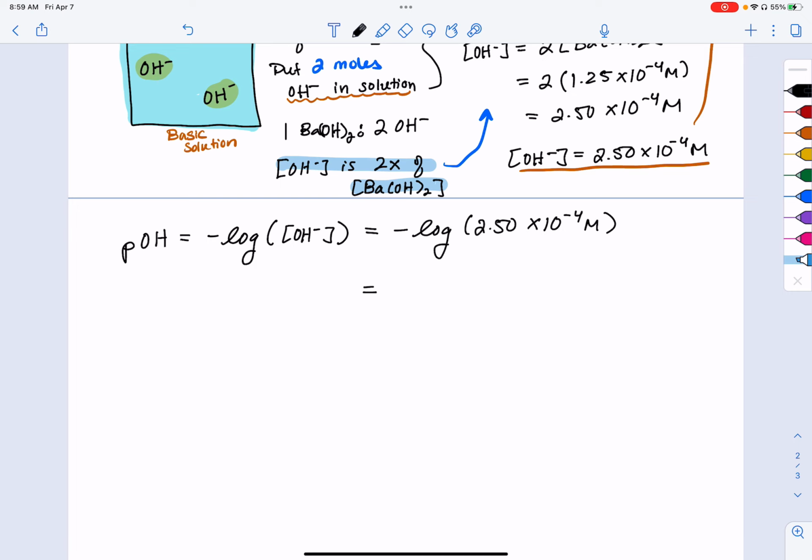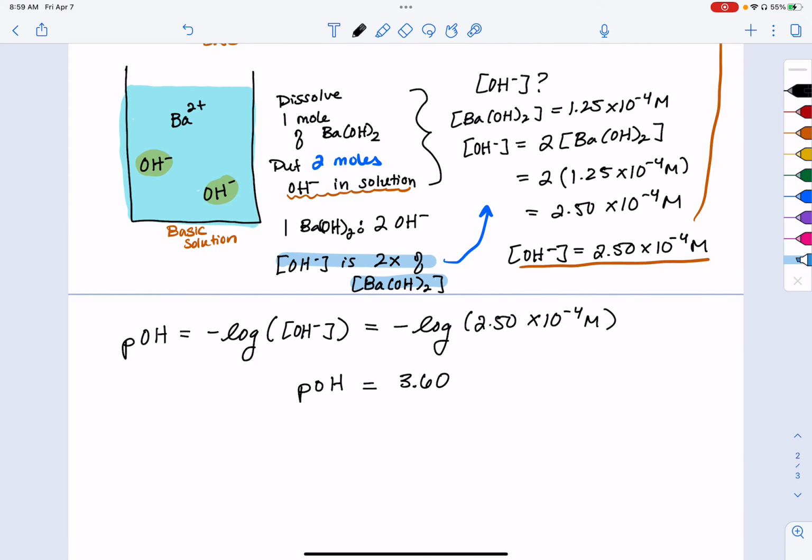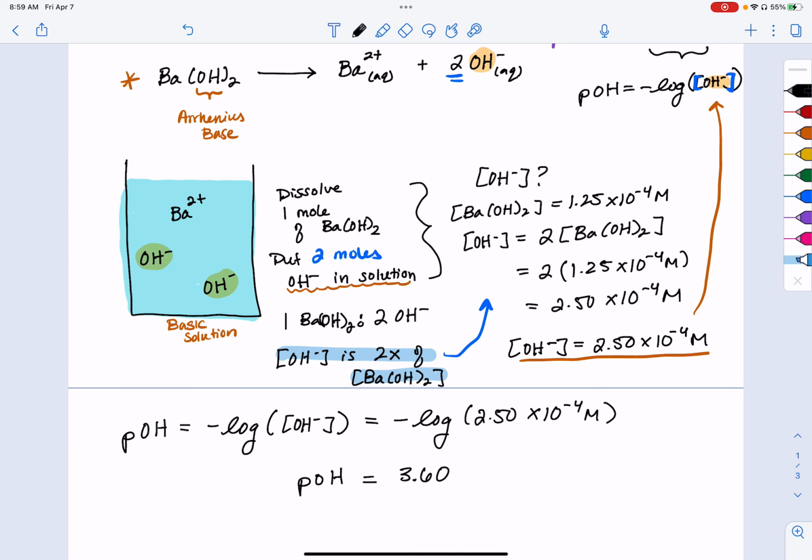So when I plug this into my calculator, I take the log base 10 of 2.5 times 10 to the negative 4. So I would actually write out in my calculator 2.5 times 10 to the negative 4, enter, and then take log base 10 of that, enter, and then multiply by negative 1, enter. So when I do this, I get a pOH of 3.60 to 3 sig figs.